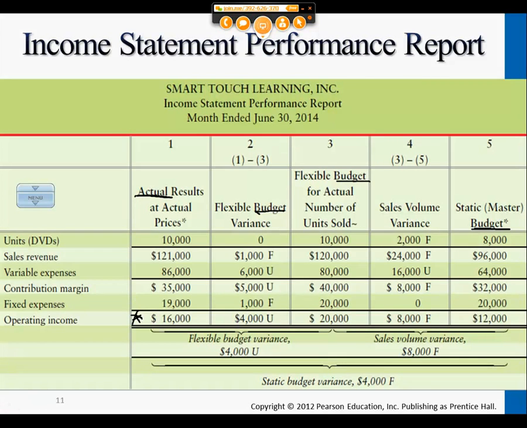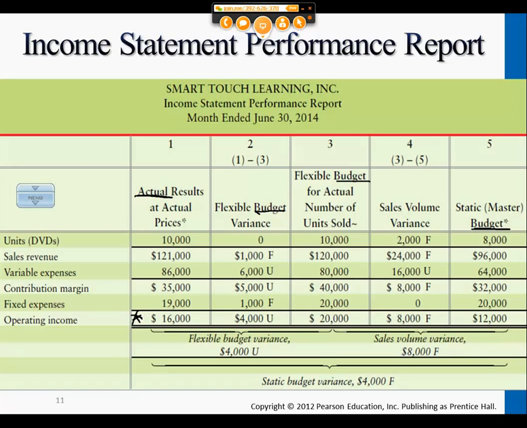Now, let's look at column 3. What does this show us? Flexible budget for actual number of units sold. You'll be doing this during the exam, 100%. Ask questions, okay? So number 3 is the flexible budget for actual numbers of units sold. It's an actual number of units sold, but the one that you take from the flexible budget.